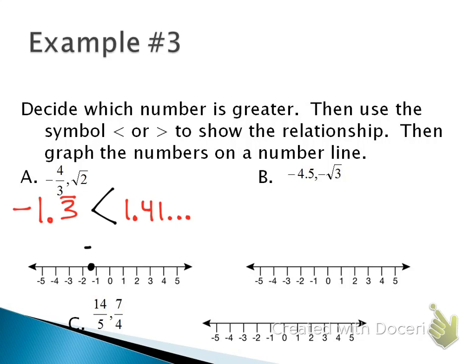Whenever I'm graphing them, I usually go back to the problem because that's what they would be looking for. So instead of writing -1.3, I'd go back to the original -4/3. And then the square root of 2 is going to be almost right in the middle of the 1 and the 2. These don't need to be exact, but again, I'm going to write the square root of 2 instead of the decimal version. Any questions on that one? Pretty straightforward.